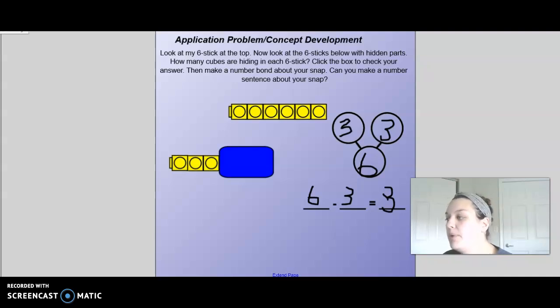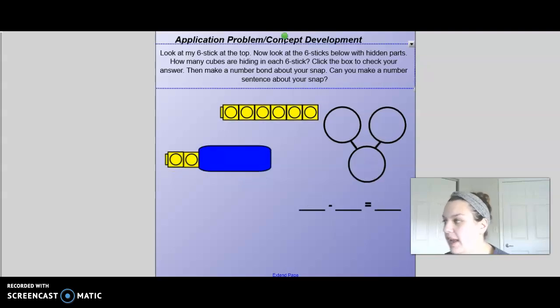Now, what I want you to do with your spaghetti or your Legos or whatever you have 6 of, I want you to take those 6 and put them into 2 groups of 3 for me. Okay, now we're going to do another one. So I need you to put those 6 back together. And let's count to make sure we have 6 here. 1, 2, 3, 4, 5, 6. Now remember, this is our whole. So what can we fill in our number bond?